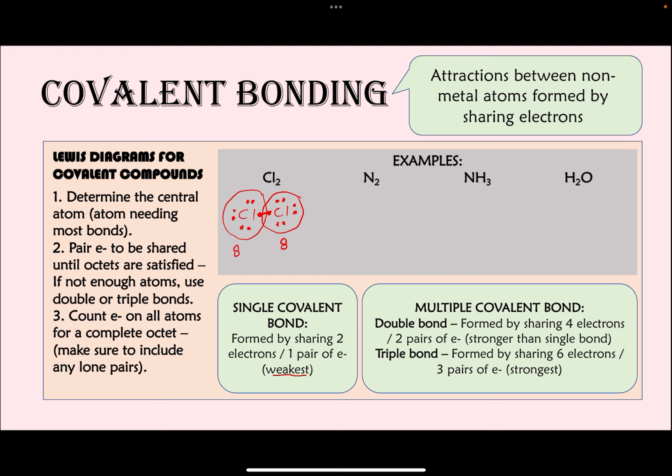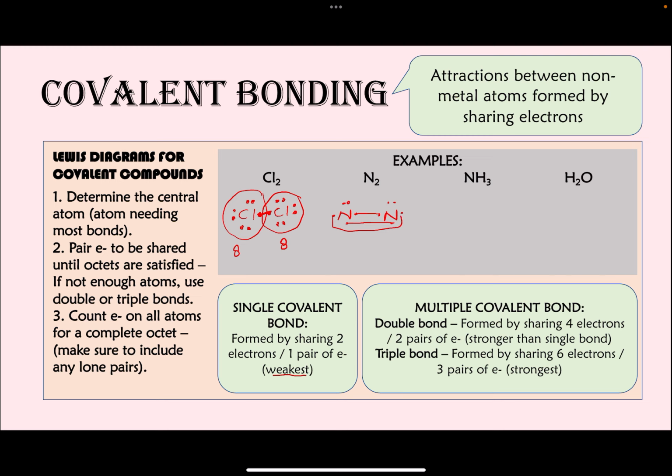Let's look at the next one, N2. We have 2 nitrogens. So remember that for 1 nitrogen, we have 1, 2, 3, 4, 5 valence electrons, and 1, 2, 3, 4, 5 for the other one. So in this case, each nitrogen has 5 valence electrons. It needs 3 more bonds. It can make 3 more bonds to have a complete octet. That means these two nitrogens are going to make 3 bonds with each other. So the first one is going to be when they share these electrons. The second is when they share these electrons.